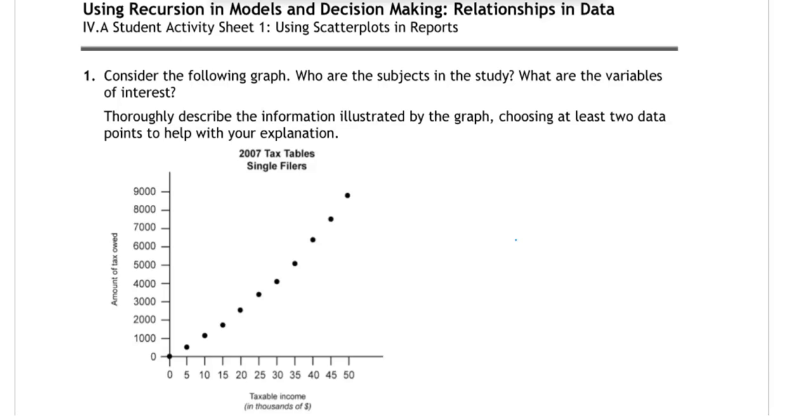So right here, if I look at the information that I'm given, I've got a scatter plot. And I can see on the x-axis that this is the taxable income in thousands of dollars. So this would be 10,000, 20,000, 30, 40, and so on. The amount of tax owed is my y-axis, and that's going up by thousands each time. And I can see this pattern as it's going up.